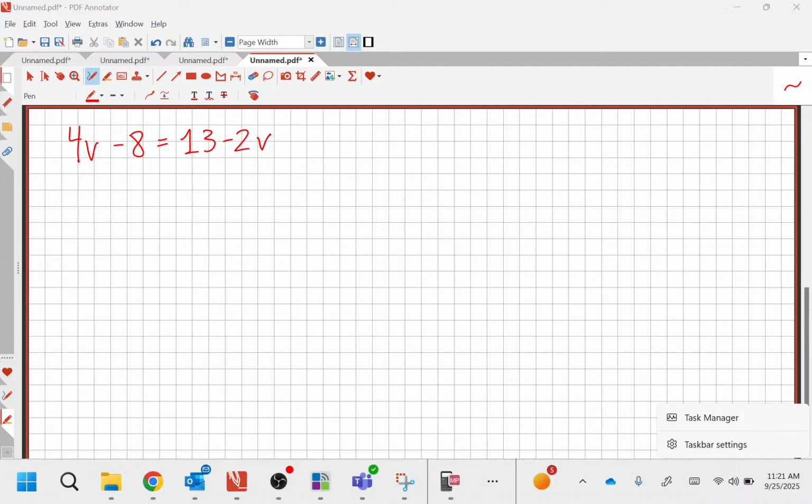Ooh, that's not good. Let's talk. Answer first, though. So, what we're going to do to make it look a little bit nicer. Can't do anything with that, not yet, anyway. It's got to be the same variable so I can put them together.